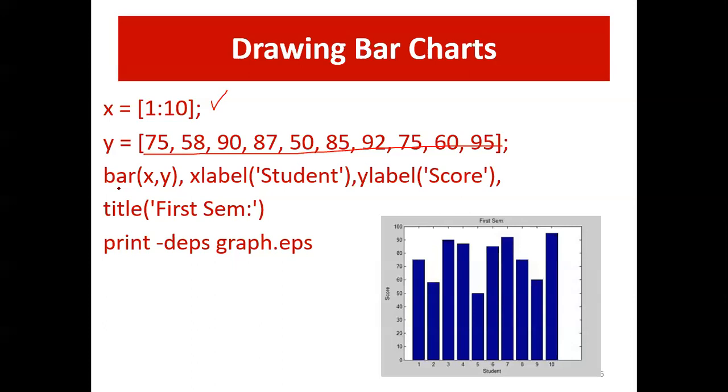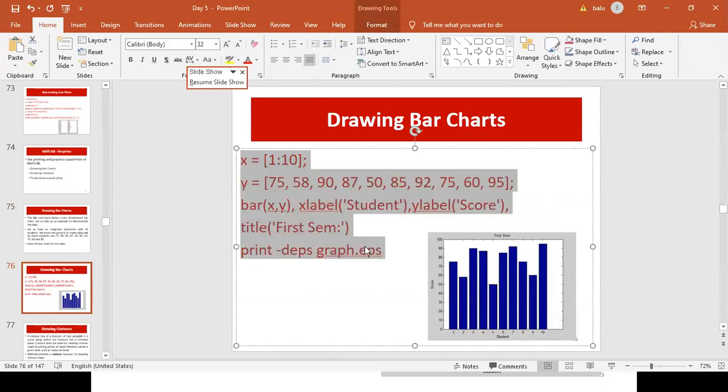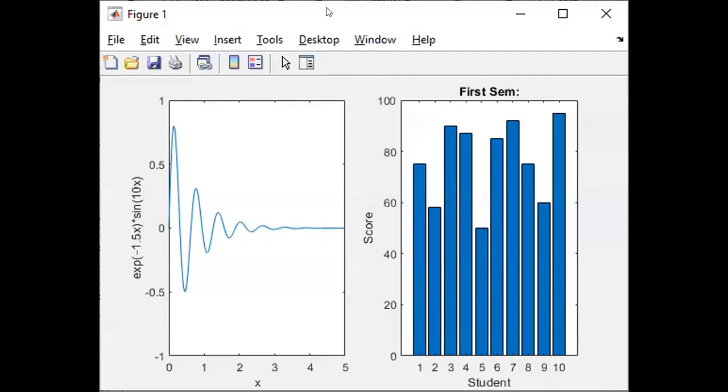Then we can generate the bar chart. We can add the bar function, bar of x, y. Then for xlabel we can give student, for ylabel we can give score. Then the title we can also mention, first semester. We print it as graph.eps. That is the file extension we are going to store, with which the bar chart is generated. So whatever data we have, we generate the bar chart. Then what output do we get for this bar chart? It shows the result like this.